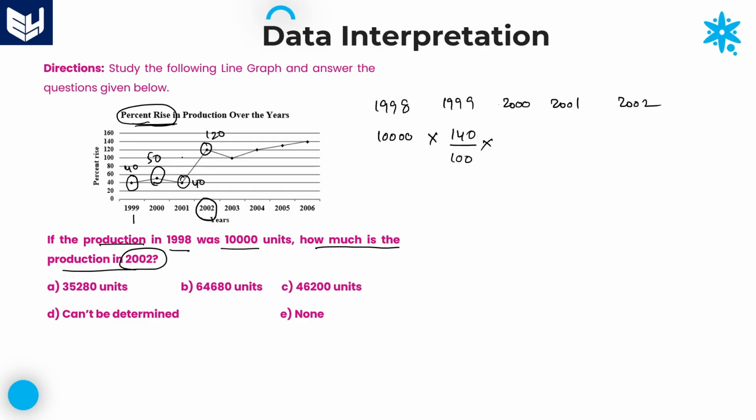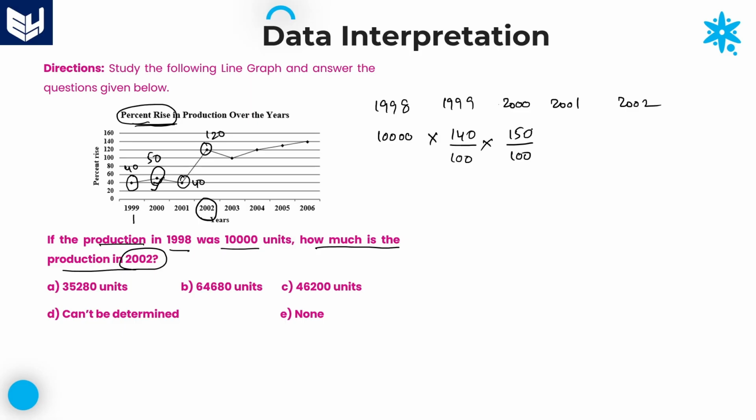Okay. Now we need to take up to 2002. So first, the 99 value is increased by 40%. The 2000 value is increased by 50%, into 150 by 100. Every year values increase as comparing with the previous year. You should not take 140 plus 50, 190.